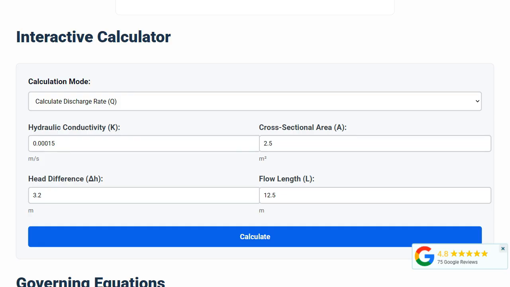For discharge rate, enter the volume flow in cubic meters per day. For hydraulic conductivity, input the K value based on your soil or material type. The cross-sectional area field takes the perpendicular flow area in square meters. Finally, enter the hydraulic gradient, which is the head loss divided by the flow path length.